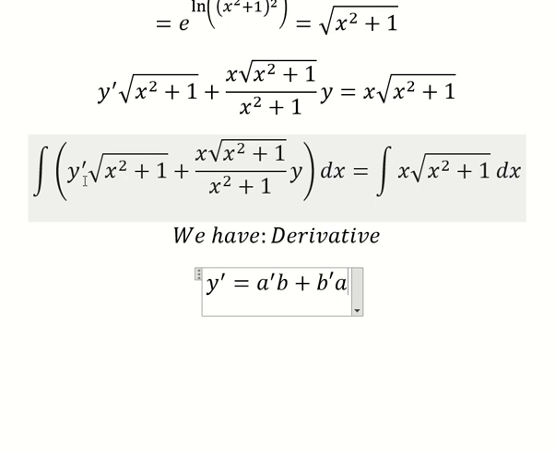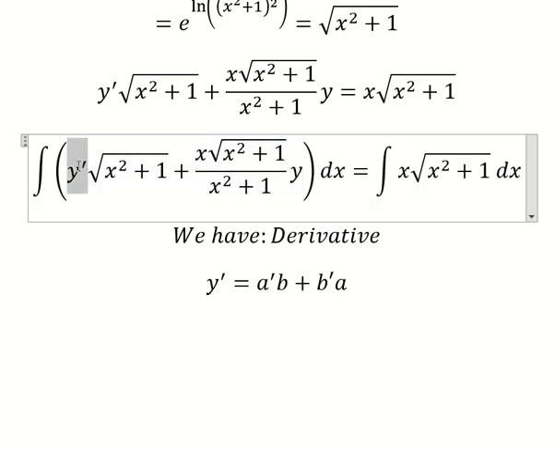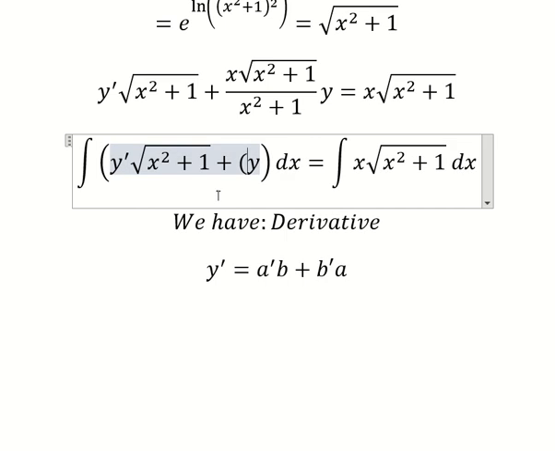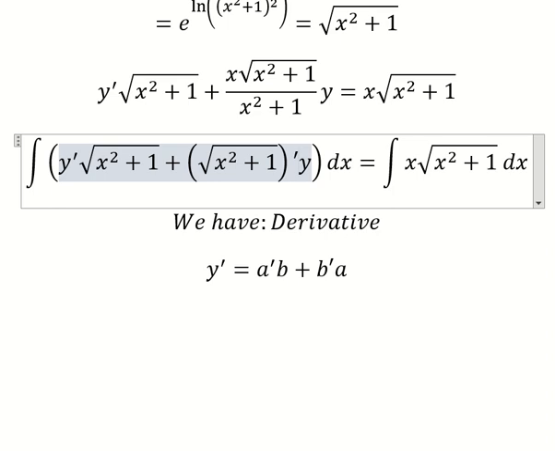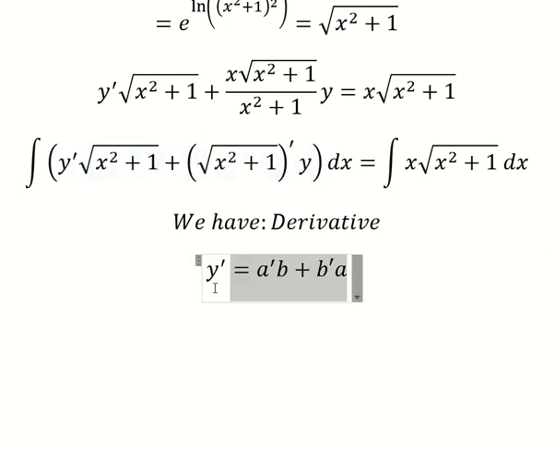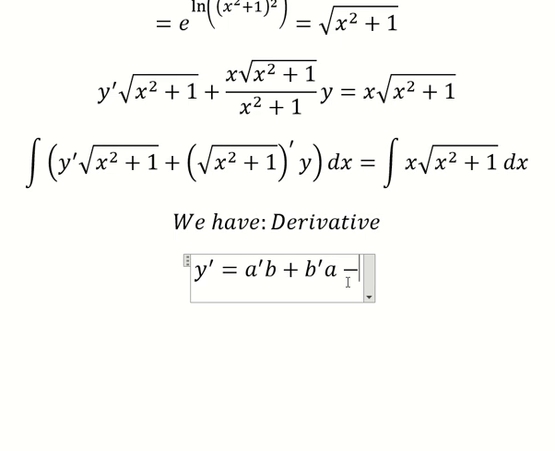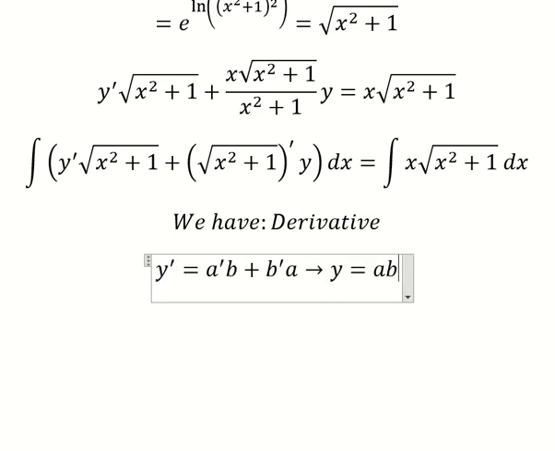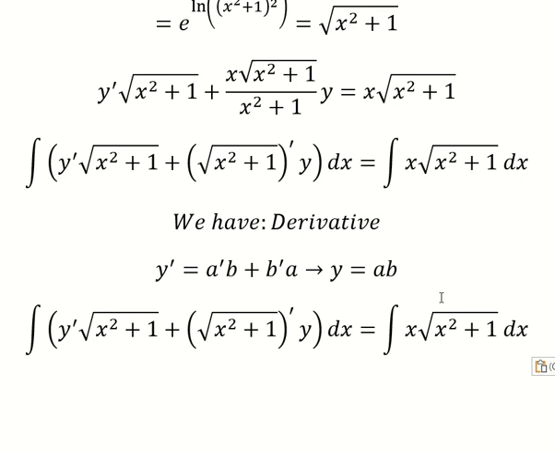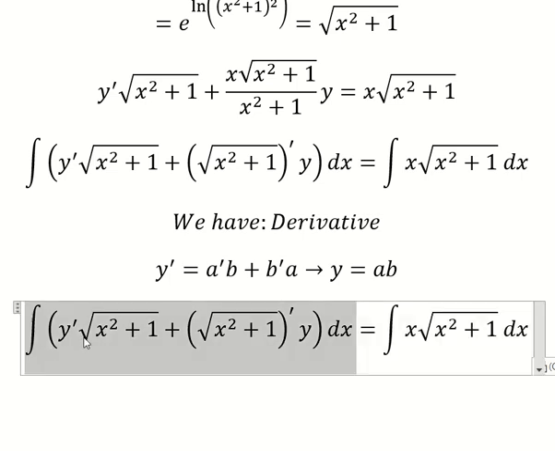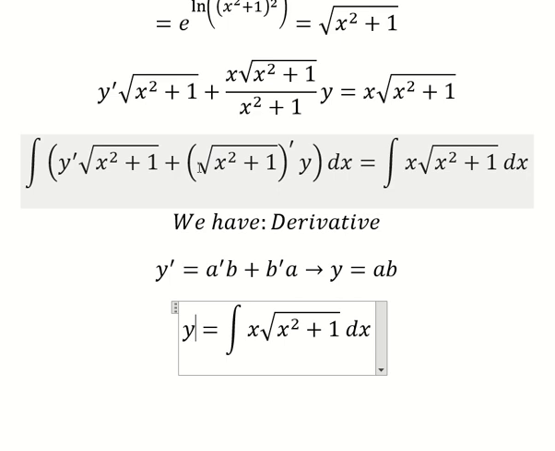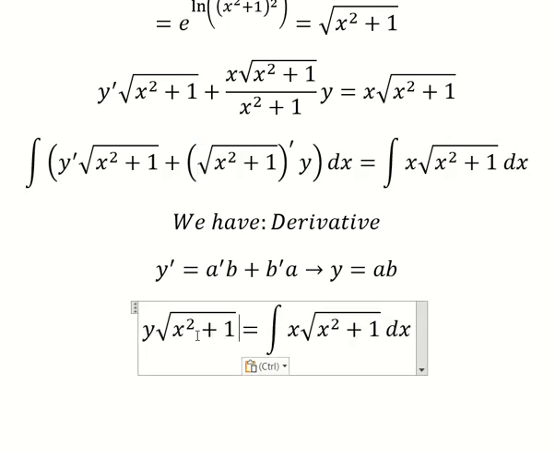If we look carefully, this one is the first derivative of a multiplied by b. This one is the first derivative of b multiplied by a. So the integral of this one, we have y equals ab. So the integral of that one, we have y times the square root of s squared plus 1. And now we go to the second one.